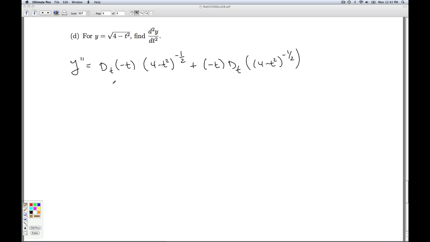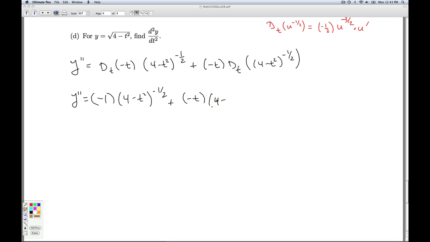Okay, so now we have some more room. We can start taking these derivatives. The derivative of negative t is negative 1. That's times (4 minus t squared) to the minus 1/2, plus negative t times the derivative here. I'm taking the derivative of something to the minus 1/2 power. So the chain rule says to take the derivative of something to the minus 1/2 power, it's negative 1/2 u to the minus 1/2 minus 1, so negative 3/2, times u prime.